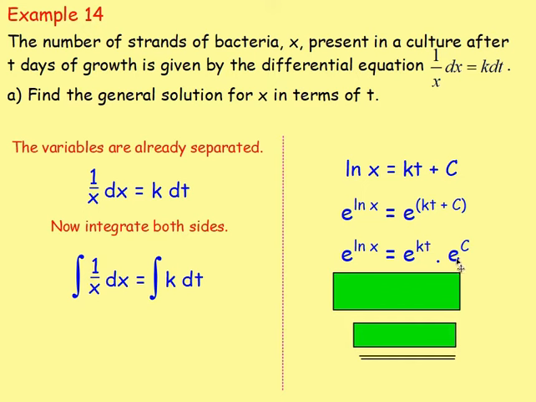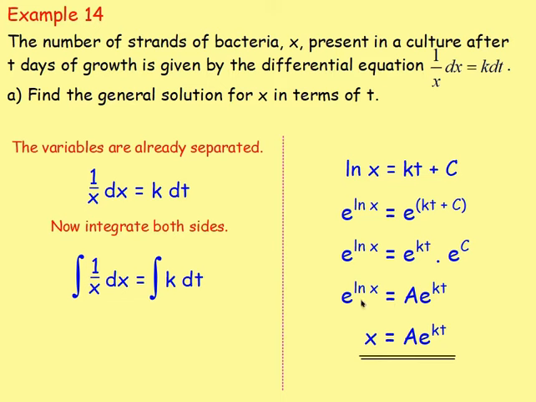Just remember, e to the power of c, you wouldn't write e to the power of c, you'd swap it with a. So you'd have e to the power of ln x would equal a e to the power of kt. And final step, one's an exponential, one's a log, they're the inverse of one another, so they would cancel, leaving you with x equals a e to the power of kt.